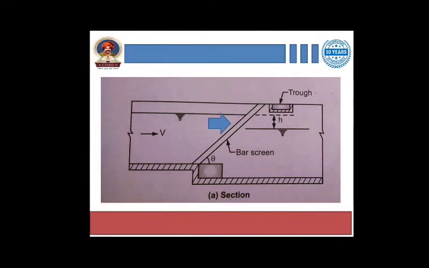So this is the diagram of screen bars, right? The arrow shows the location of the screen bar, and V means the direction of water flow. Water will flow through the screens and pass to the next treatment unit, right?